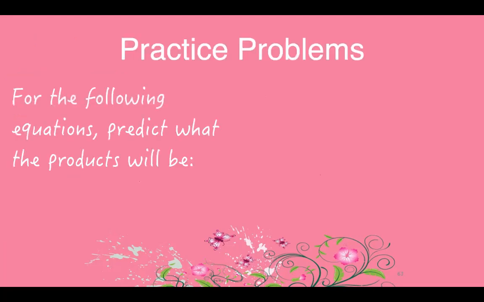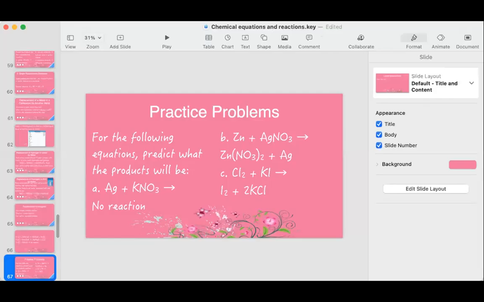So let's do some practice. These are all single replacements, so you just have to predict what the products will be based on the activity series. Actually, instead of doing that, I've got a better worksheet where you've got the activity series right next to it. So let's do this and that.